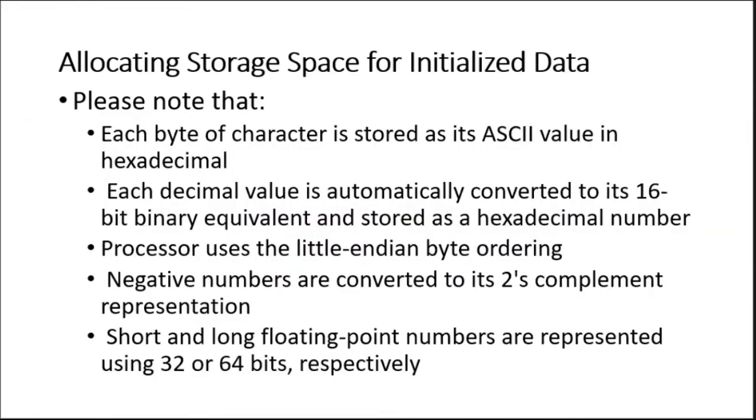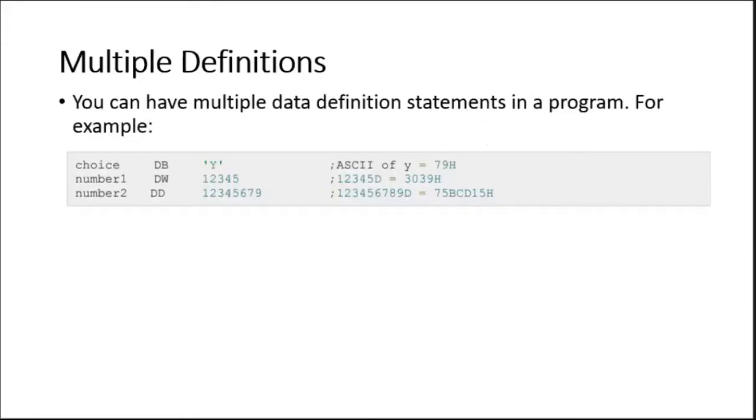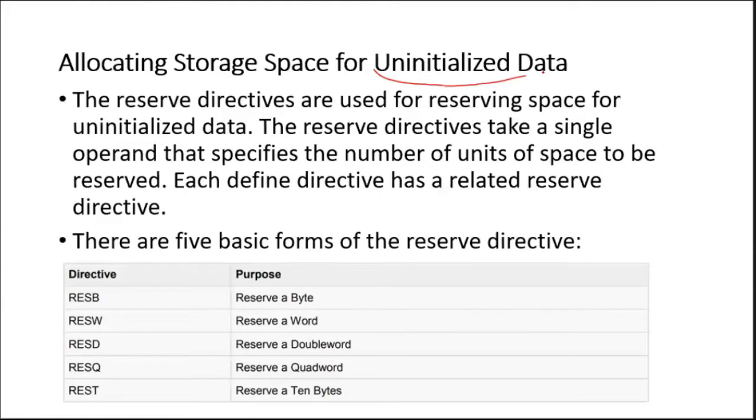Now, the second type is allocating storage for uninitialized data, okay? Here you are reserving the space for some input. So the directives are RESB and RESW. Reserve byte, you are just reserving how many? 1 byte, right? Reserve word now becomes what? You are reserving a word. And the word is how many bytes? 2 bytes. So that's it. It's very easy.